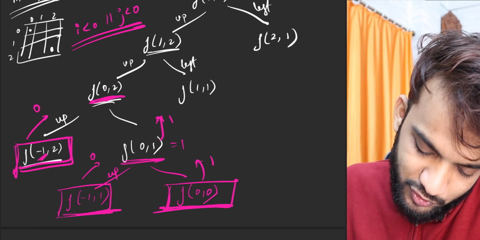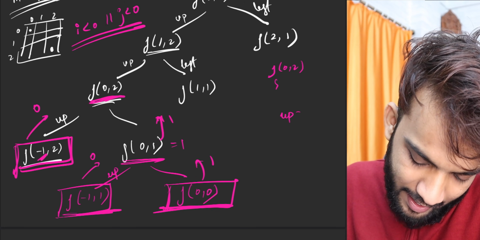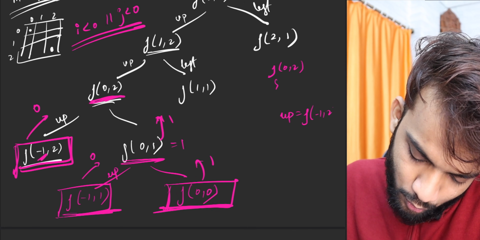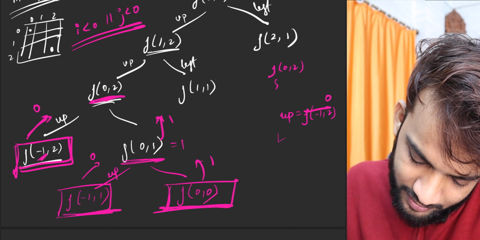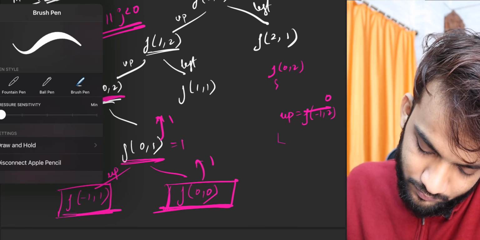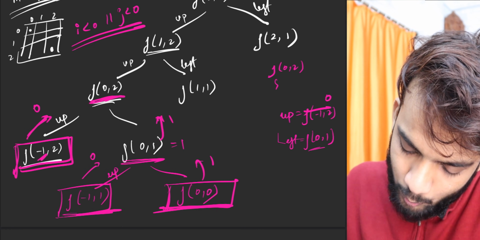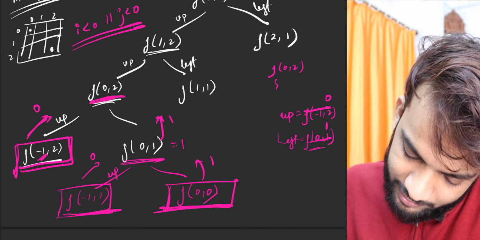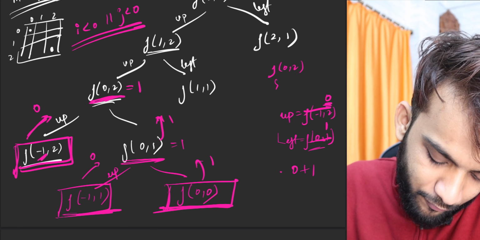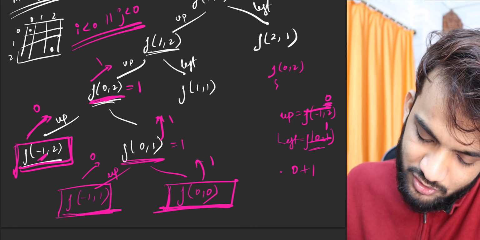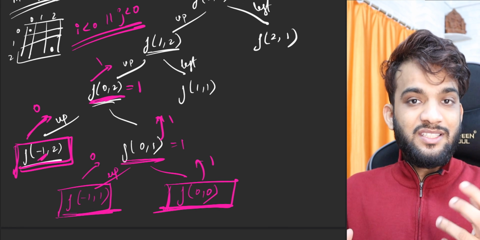Now you're at f of 0 2. Now, at f of 0 2, what would have happened? It would have gone up, which is f of minus 1 2, which gave him 0. It would have gone to left, which would have gave him f of 0 1, which is 1. So thereby it returns 0 plus 1, makes it a value of 1. So it returns a 1. So let's quickly erase it. So this is how it will be.